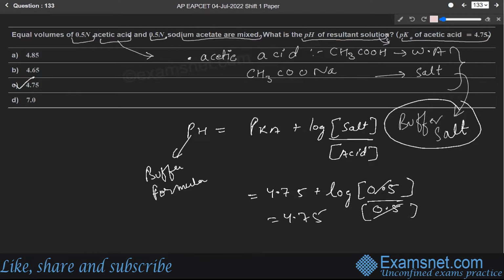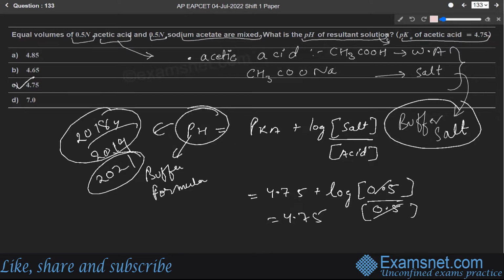pH questions can be highly repeated because you see 2018, 2019, 2021. These pH questions are repeated in different ways. So mark this important.